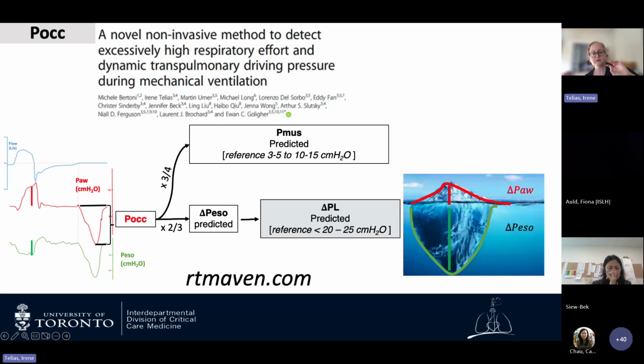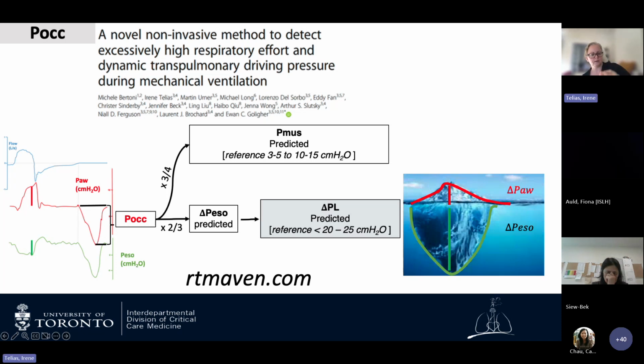So there are two things that we can do. The first is to estimate the inspiratory effort, or P-mus, okay? In order to directly estimate P-mus, we just multiply POC by 3/4, or 0.75, okay? And it will give you the effort during the unoccluded breaths.